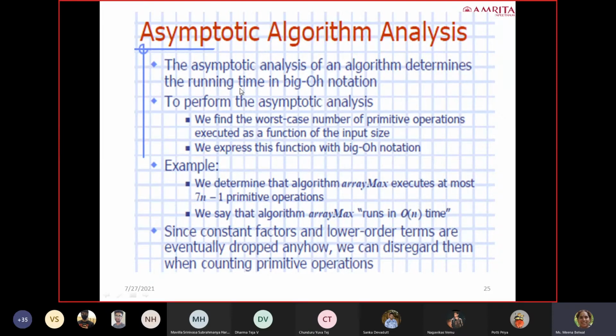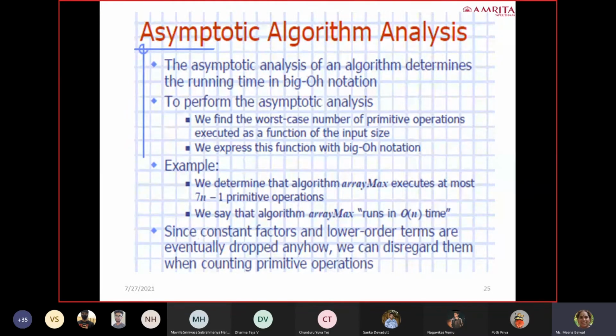Now how do we perform asymptotic analysis? You have seen in the last example, we find the worst case number of primitive operations executed as a function of the input size, and that function we represent in big O notation. We saw that arrayMax executes at most 7n minus 2 primitive operations, so we say that algorithm arrayMax runs in O(n) time. Since constant factors and lower order terms are dropped, we can disregard them when counting the primitive operations.